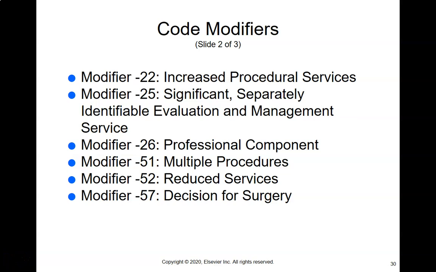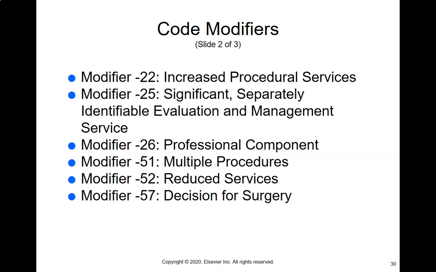With the code modifiers, there's a complete description of what the modifiers are in Appendix A in the CPT manual. Modifier 22 is the increased procedural service, and this is the most overused and the one that would cause the most audits. Modifier 25 is significant, separately identifiable evaluation and management service. Modifier 26 is a professional component, an example of that is the taking and interpreting of a radiograph.